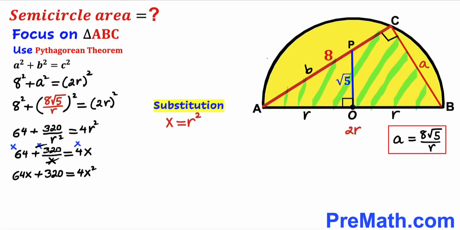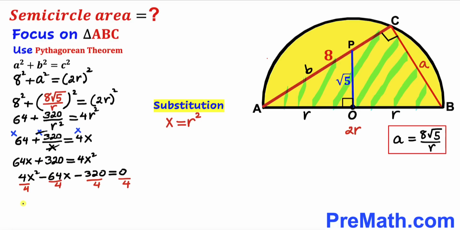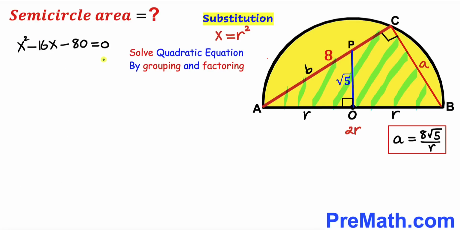Now let me move all these terms to the other side. We can see this equation is divisible by 4 across the board, so I'm going to divide each and every term by 4. This reduces to x² − 16x − 80 equal to 0. Now we got this quadratic equation, and we are going to solve for x by grouping and factoring. You may use the quadratic formula to solve for x as well.